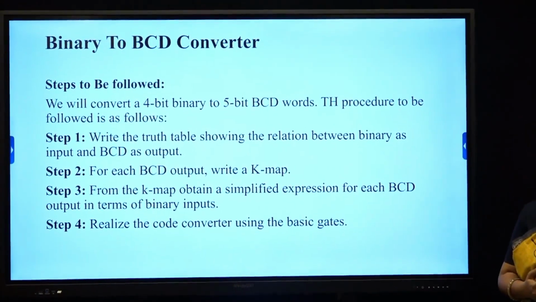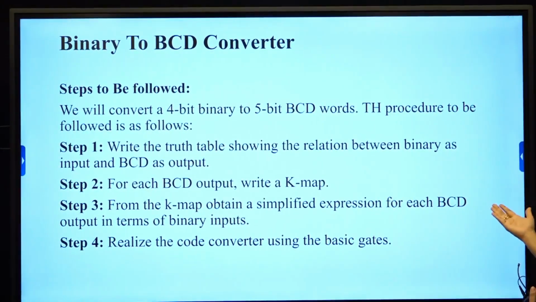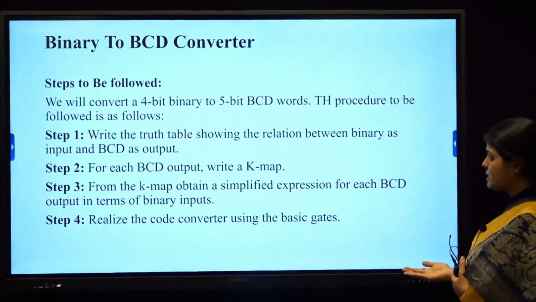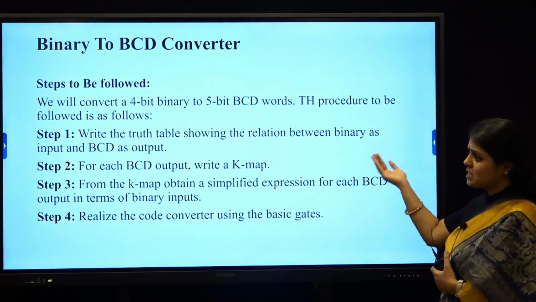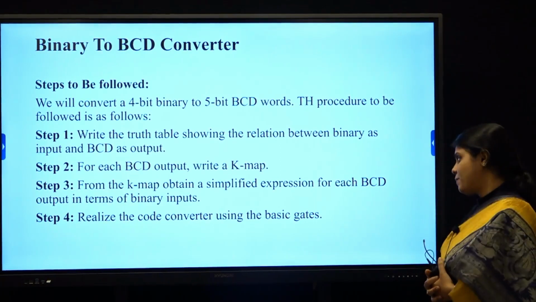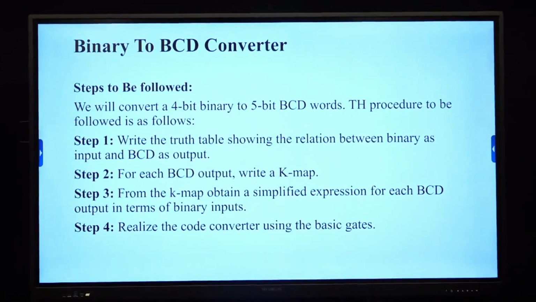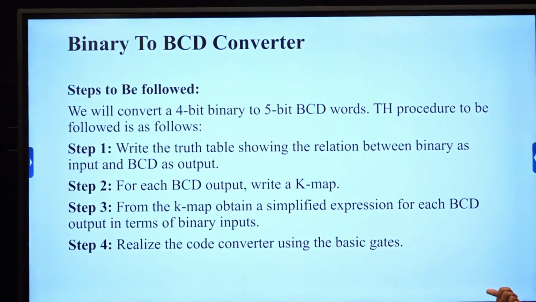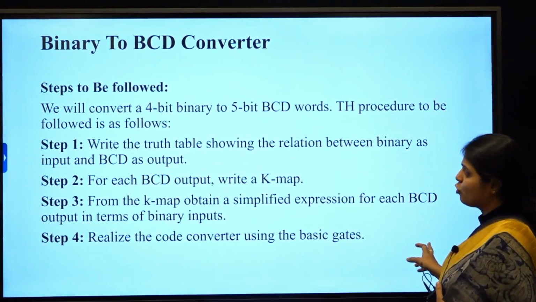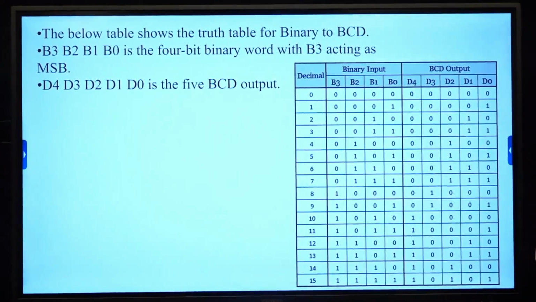Next code converter is binary to BCD. Okay. So same steps, we will convert 4-bit binary to 5-bit BCD words or anything. So first we will draw the truth table and find the relation between input and output. Second step, for each BCD output that we have, because BCD is output here, so for each BCD output we will draw the K-maps, and step 3 we will obtain the simplified expression for each of the output variable in the given truth table, and using the logic expressions that we have obtained from the K-maps, we will draw the logic diagrams. Okay. So these are the common steps that we follow for any combinational logic circuit, as I told you. Okay.